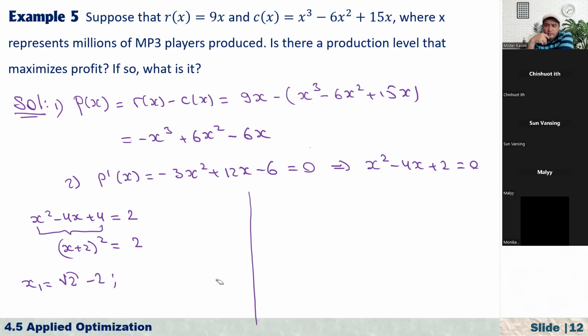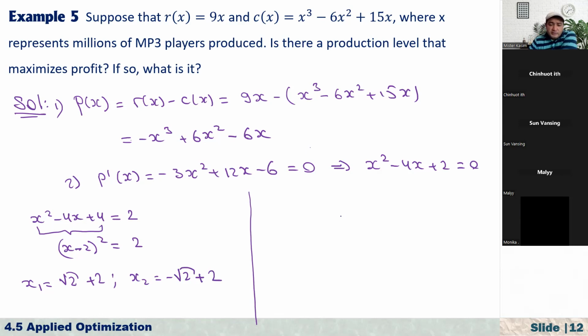Divide by 2x squared minus 4x plus 2. At 2, here it must be minus 2. So here we have square root of 2 plus 2. The second one is minus square root of 2 plus 2. Yeah, both are positive here.